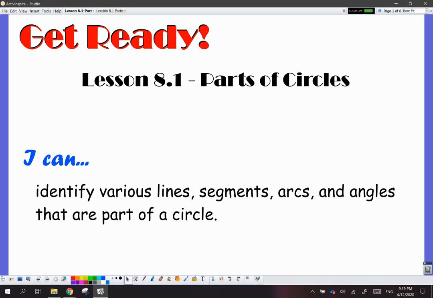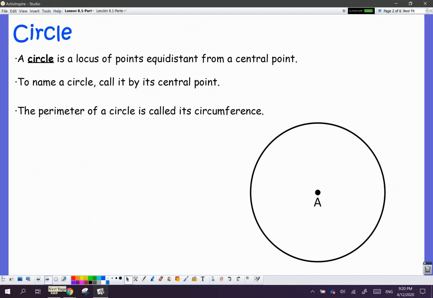So let's start with our objective for today. I can identify various lines, segments, arcs, and angles that are part of a circle. Let's take a look at the first part, which is the circle itself. No surprise there. A circle is a locus of points equidistant from a central point. Now, if that vocabulary is confusing you, let's break this down.